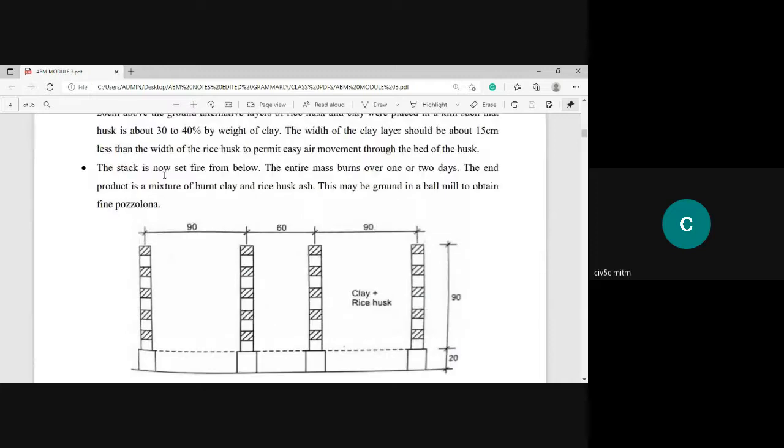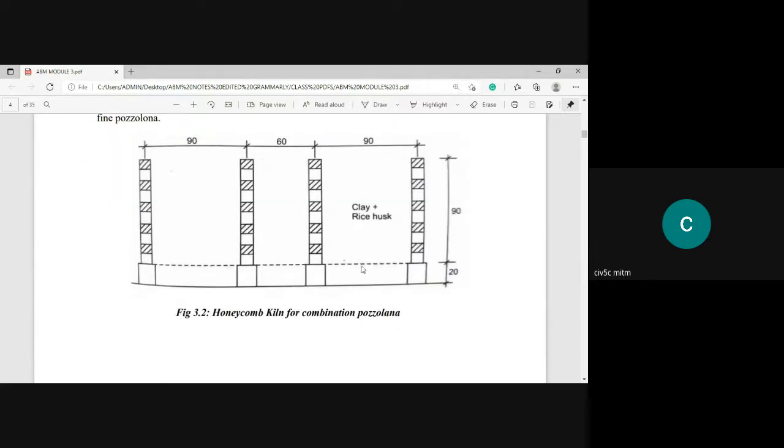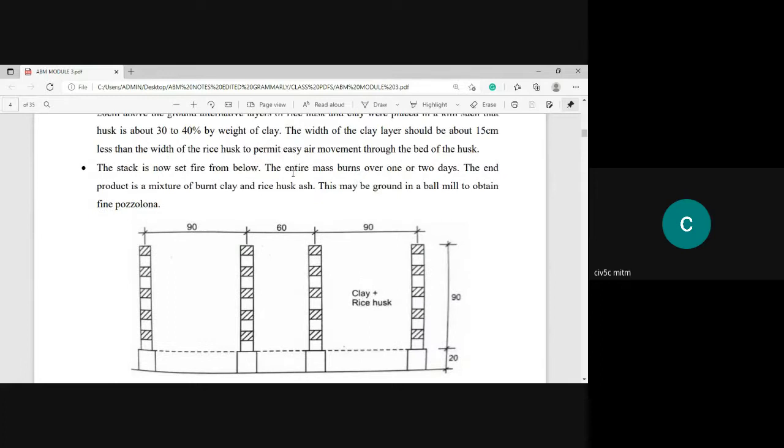After that, the stack is set on fire from below. At this particular point, they are going to make it catch fire. Next, the entire mass burns over 1 or 2 days. So this is the drawback of manual burning. See, the limitation: you cannot get the material immediately. You need to wait 1 or 2 days after burning, whatever the stack you are going to set on fire from below. You need to wait for 2 days in order to get the pozzolanic material because you are burning manually.